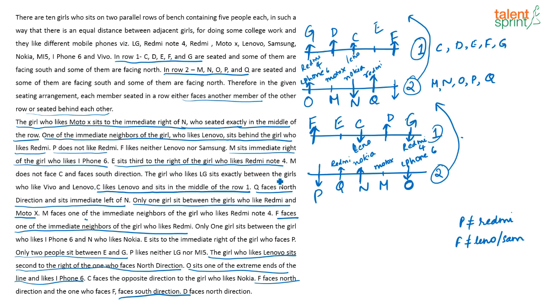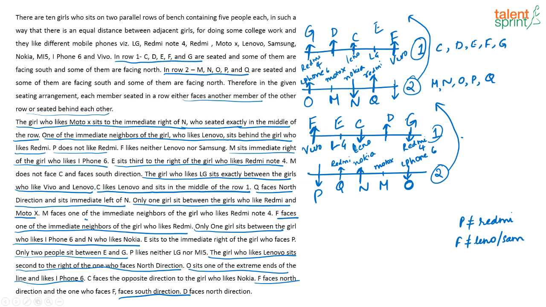The girl who likes LG sits between the girl who likes Vivo and Lenovo. So this is Vivo, this is the girl who likes LG, and this is Lenovo. So that is also used. M faces one of the immediate, okay, let us leave that. Only one girl sits between the girl who likes iPhone 6 and N who likes Nokia. That is also used. E sits to the immediate right of the girl who likes P.